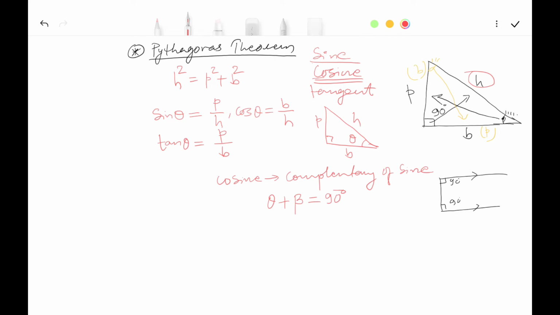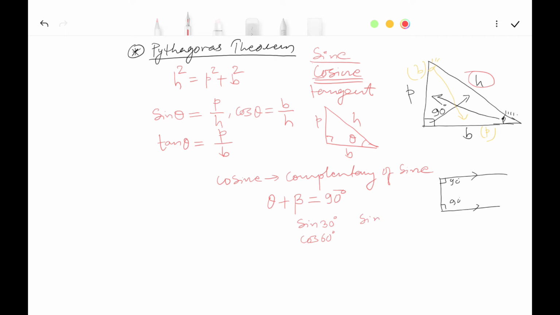So basically what I am saying is, whatever the value of sine 30 will be, the same will be the value of cos (90 minus 30). The complementary of 30 is 60.